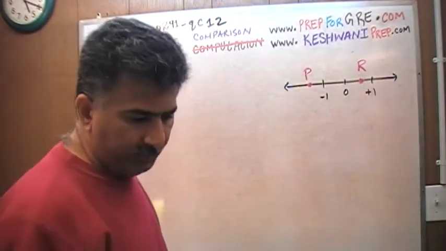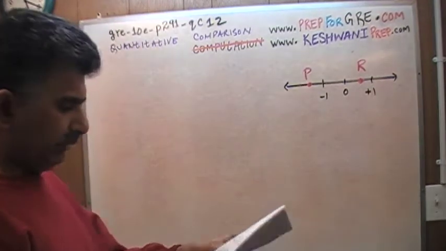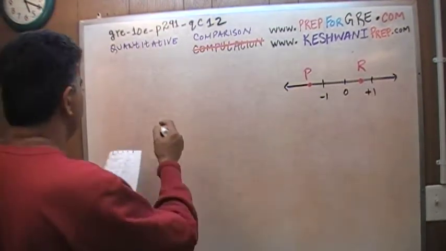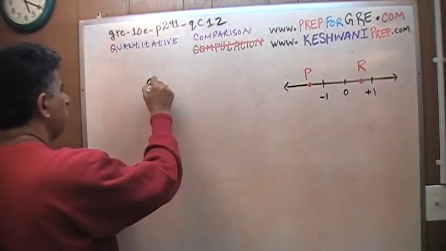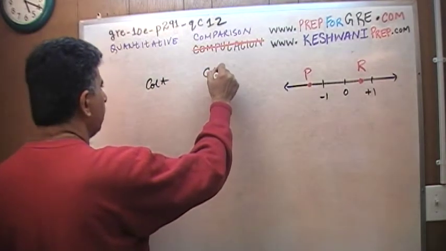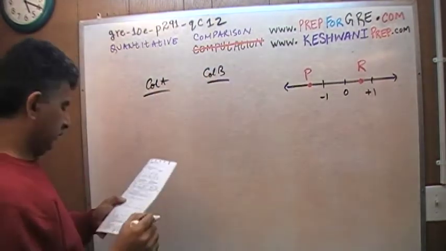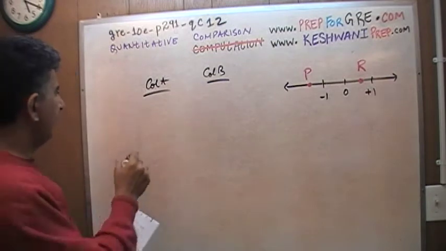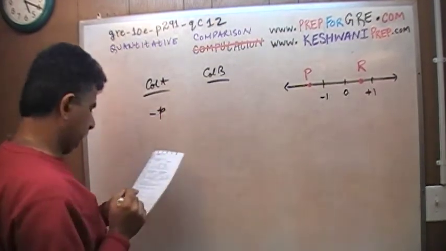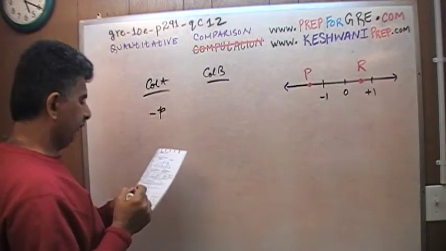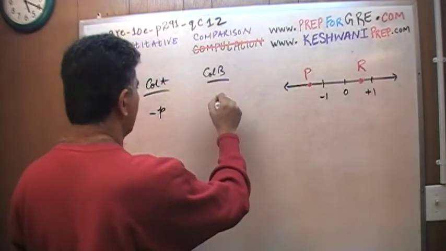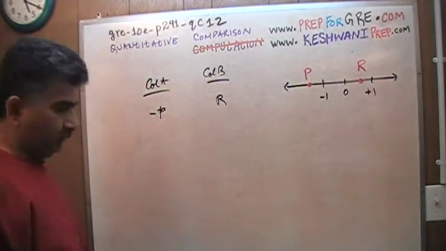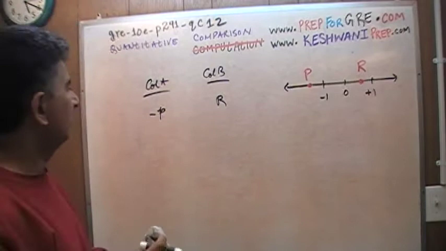Question number 12 is what we are doing. So they want you to compare these two quantities. Here's your column A and column B. In column A, they have negative P. And in column B, they have R. I shouldn't put a small p because I've been using capital P.